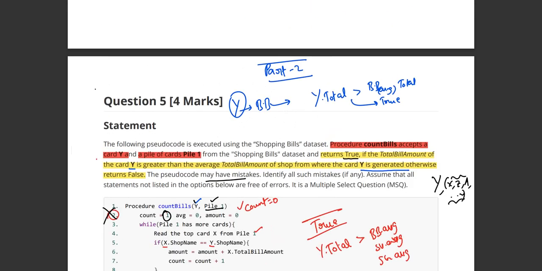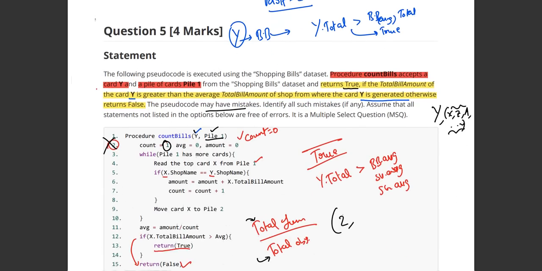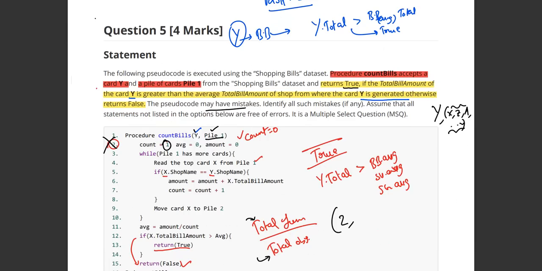Hello guys, in part 2 of the Computational Thinking Week 3 GA, we'll be discussing questions 5, 6, 7, 8. So let's start with question number 5. The important points of the question have been highlighted in red and yellow.